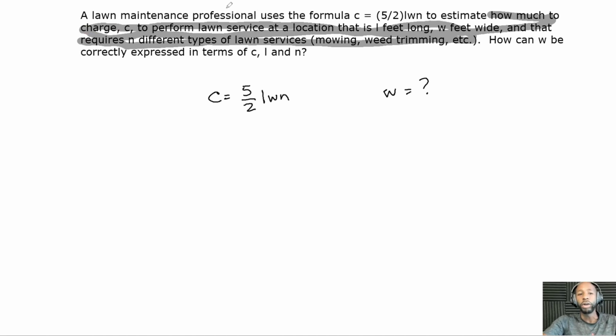It doesn't matter what C stands for. I mean, what it is. It doesn't matter what L, W, and N are. None of that matters. All you need to do is solve this equation in terms of W.